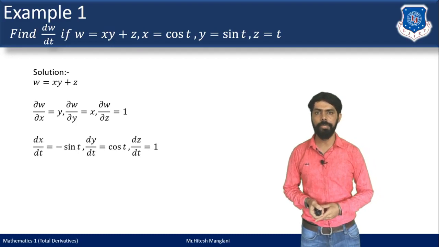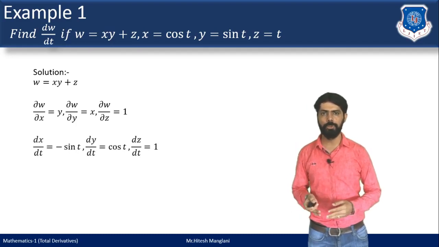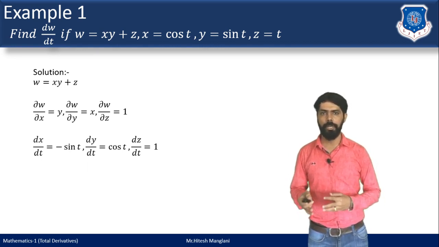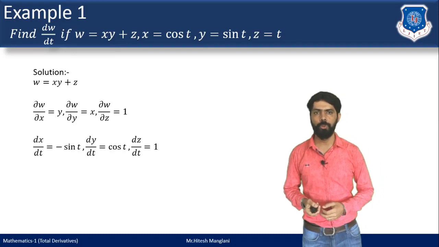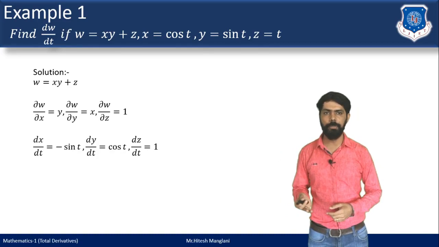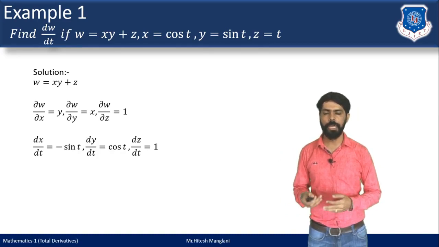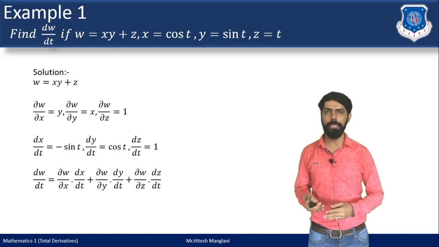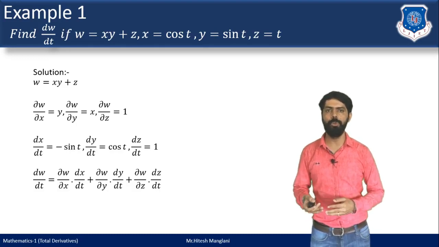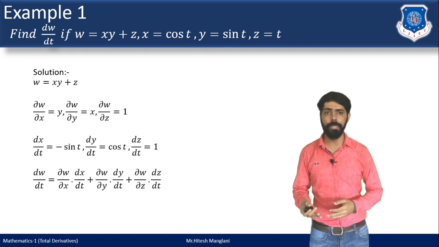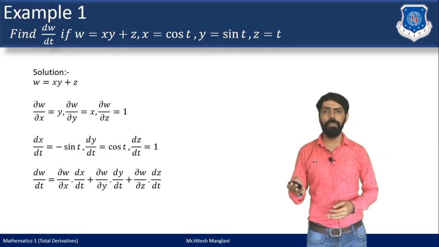Now dx by dt. x is equal to cos t, so dx by dt will be minus sin t, because the derivative of cos t is minus sin t. And y is sin t, so dy by dt is equal to cos t, and z is equal to t, so dz by dt is equal to 1, because the derivative of t with respect to t is 1. Now using the concept of total derivative, dw by dt can be written as del w by del x into dx by dt plus del w by del y into dy by dt plus del w by del z into dz by dt. So we have found all these.